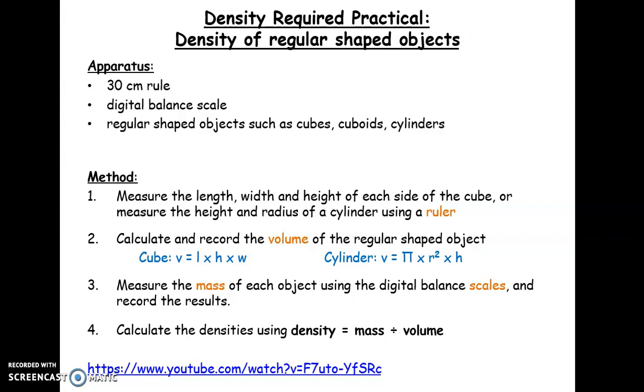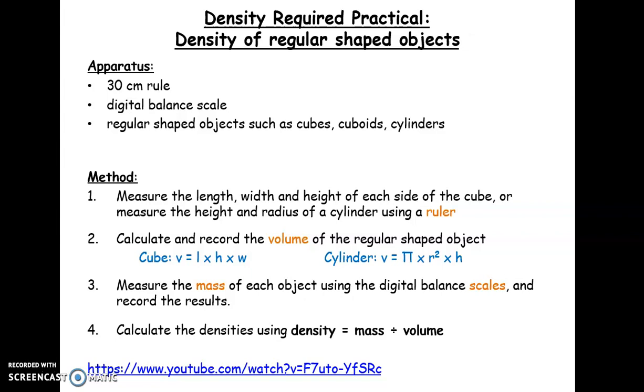You've recorded the mass by weighing on the scales, and you've recorded the volume by calculating using the height or the radius, and the density equals mass divided by volume. To help you out there, I've linked a website on YouTube that shows this practical in detail.